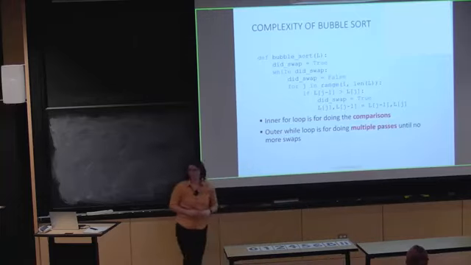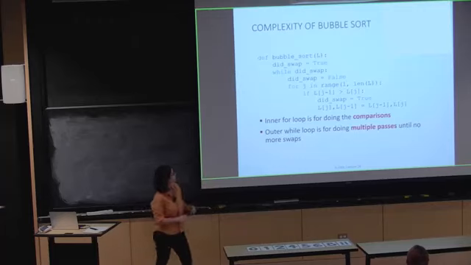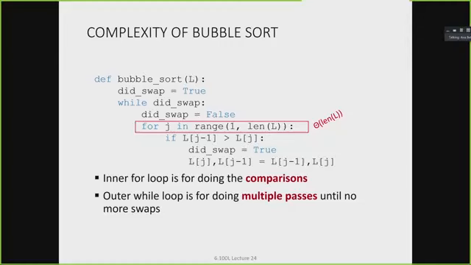Okay, so let's look at the worst case complexity analysis. So the easy one we can already know is this inner for loop, right? This one goes through from 1 to the length of the list, so that's theta of length of the list.